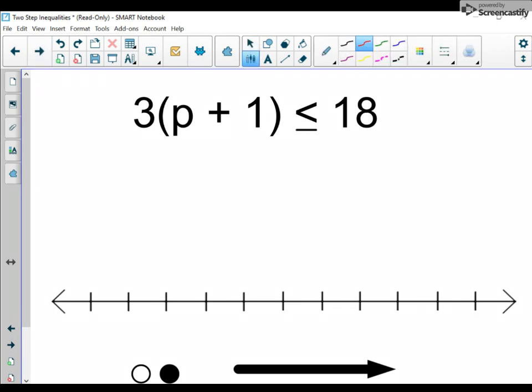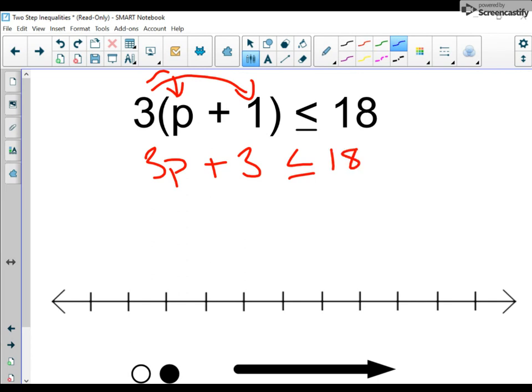Remember, we can solve these a couple of different ways because it's distributive property. I'm going to go ahead and actually distribute this just to get it all on one simple line and to get rid of these parentheses because this parentheses can be confusing. So I'm going to multiply 3 times p, which is just 3p, plus 3 times 1, which is 3. Now I have 3p plus 3 is less than or equal to 18, and from here I can solve it.